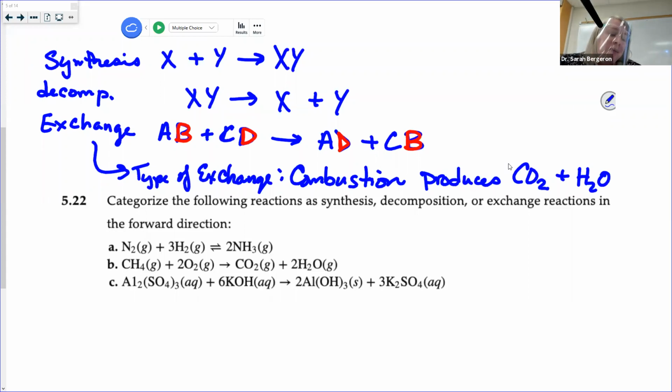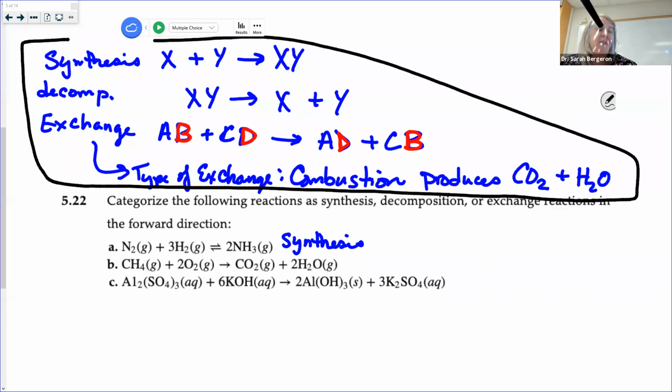So let's look at A. What profile does A fit? Synthesis, decomposition, or exchange? Synthesis, because I'm taking two individual things, my nitrogen and my hydrogen, these are individual, and I'm making a new compound. So this one is synthesis. Could you write this on your exam, on your best friend? That would be a good thing to write on your best friend. I'm going to put write on exam/BFF.